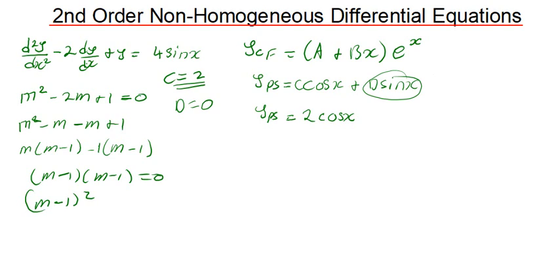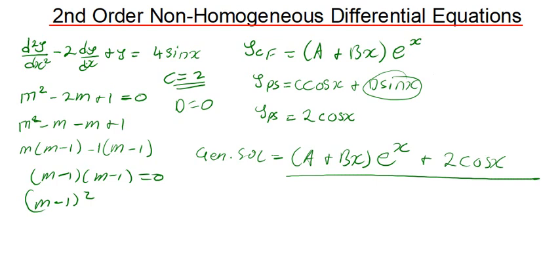So you can now say the general solution is going to be equal to the complementary function, which is (a plus bx) e to the x, plus the particular solution, which is 2 cos x, and there we have it.